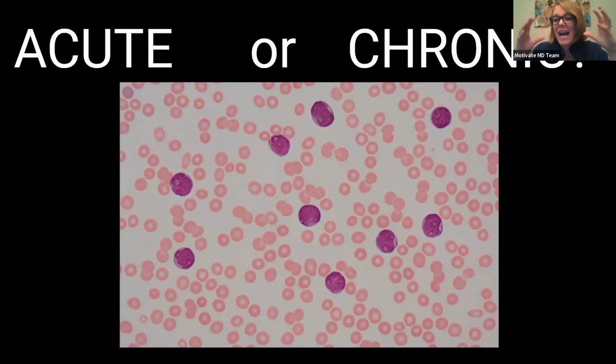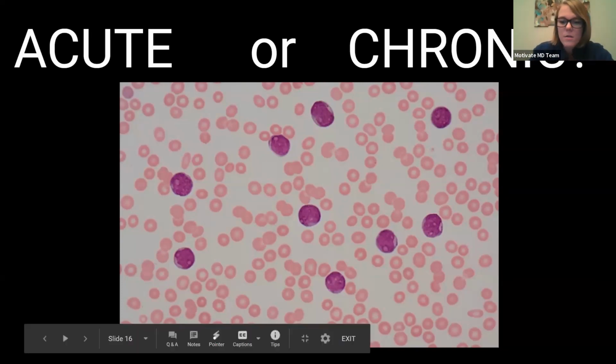Exactly. There's a very high N to C ratio. There are those very big cells. And what you can do for something like this is use the red blood cells next to that white blood cell as a measuring stick to say, okay, this cell is big. It's pretty large. So exactly. What else tells us that this may be an acute leukemia?